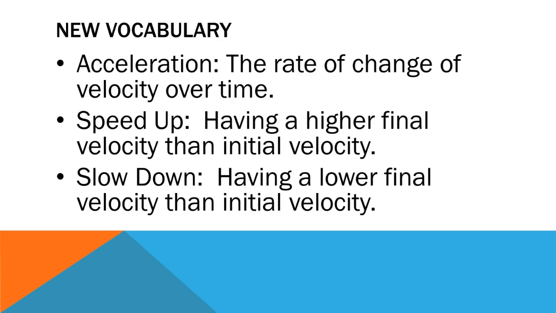An object can speed up, meaning it has a higher final velocity than initial velocity. An object can slow down, which means it has a lower final velocity than initial velocity. Complete the rest of your pre-lab questions and come to class ready to do the lab.